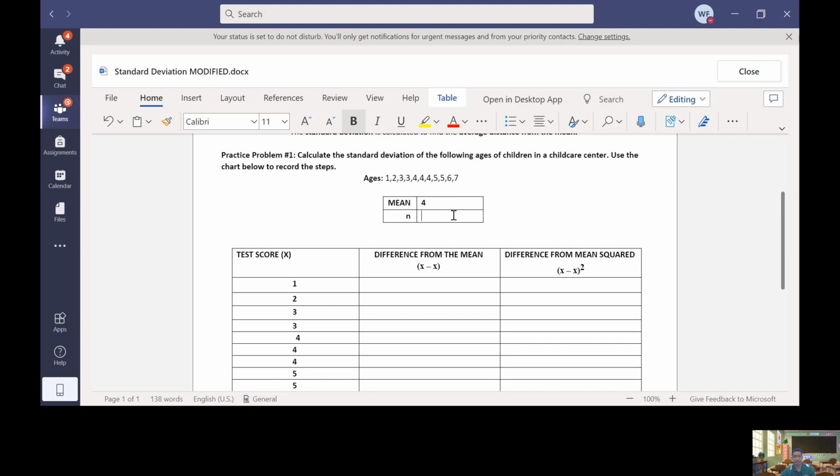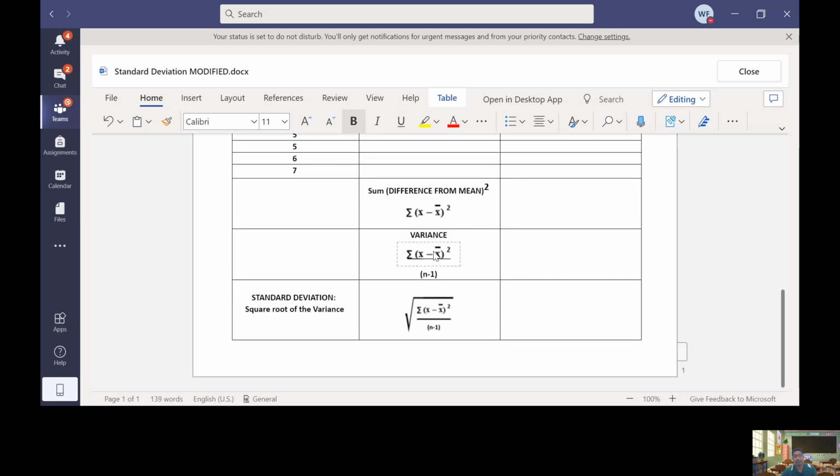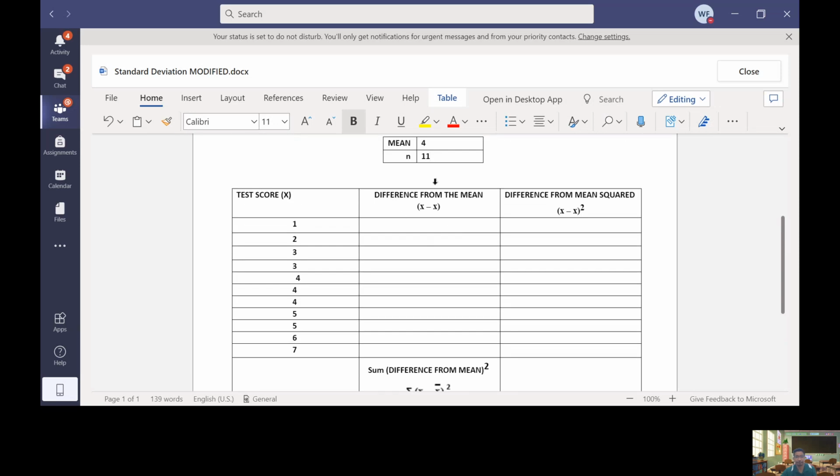That's our mean. The next thing is this n that we're looking for. All it wants to know is how many numbers we have in our data set. Basically, how many children do we have in this child care facility? And that is 11. That's what we put here. The reason we figured these out is that we're going to need these two values later on in our calculations down here and over here.